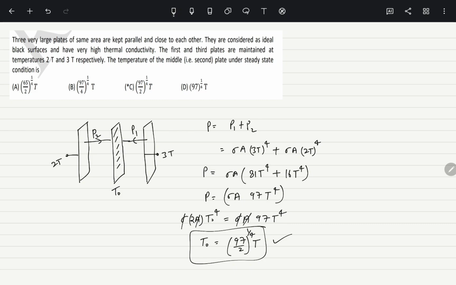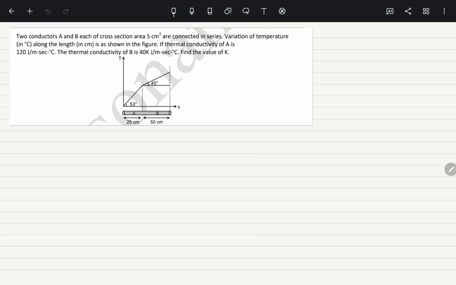So let's move to the next question. There's one more question on this same topic, heat transfer. This question is: two conductors A and B, each of cross-section area 5 centimeter square, are connected in series with this variation. The variation is in the form of temperature and distance. Thermal conductivities are 120 and 40 K. We need to find the value of K here, this one.